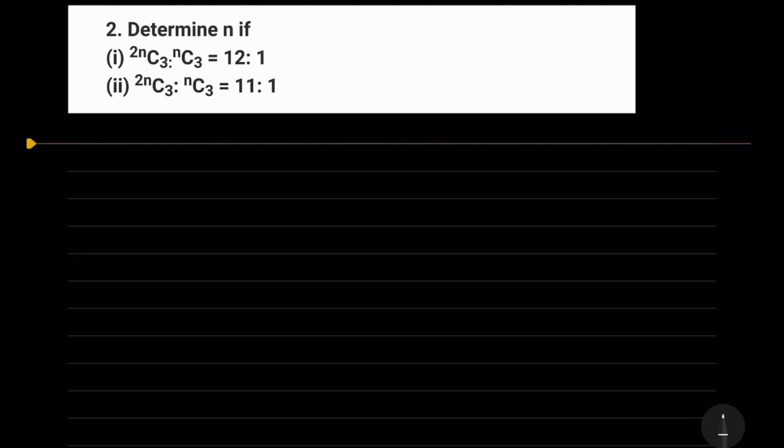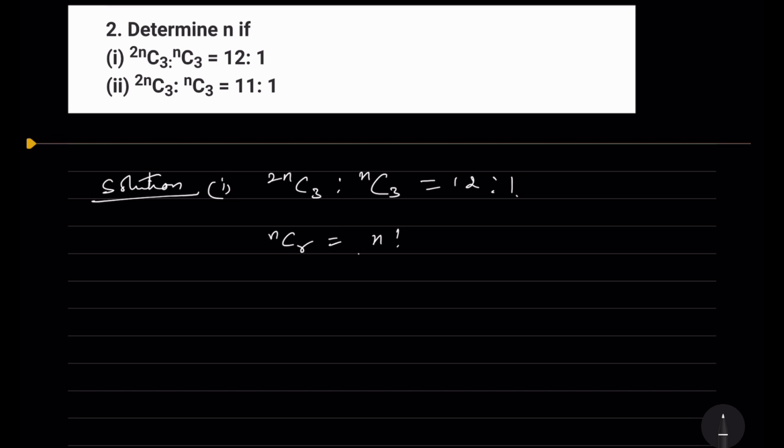So now we have to use it for the solution of the problem. What is given in the first one? We'll just write here: 2nC3 is to nC3 is equal to 12 is to 1. So now we'll use the formula. We have nCr is equal to n factorial by r factorial into n minus r factorial.